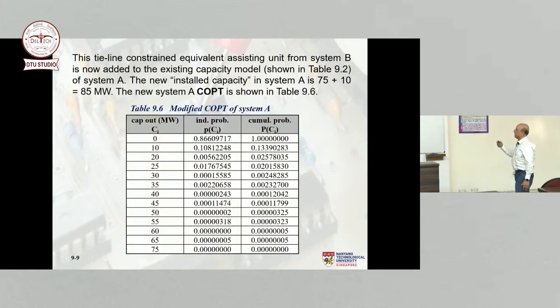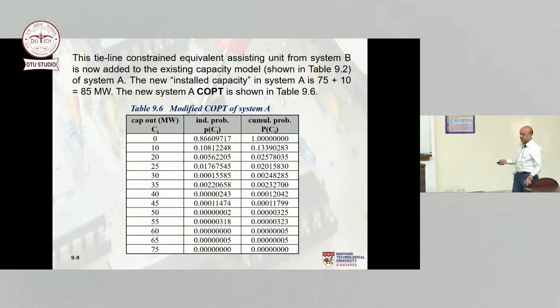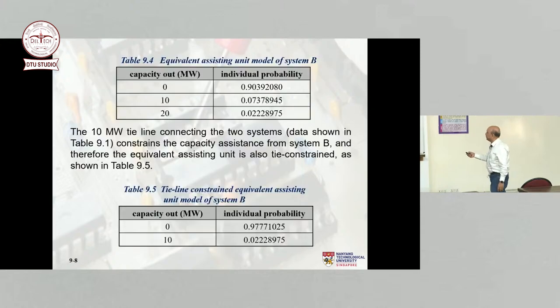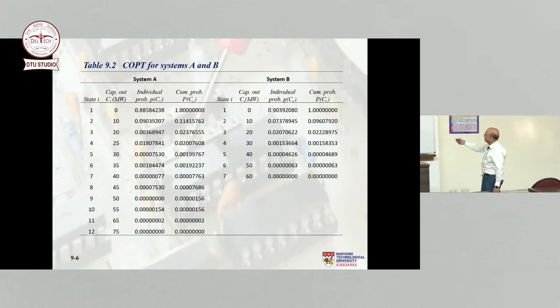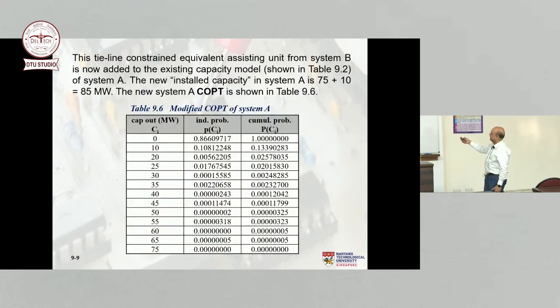Okay, so now we can generate the new COPT by adding this new generator of 10 megawatt capacity. So previously, if you go back to the system A COPT, the maximum capacity was 75. Now I have another 10 megawatt. So the maximum capacity becomes 85, and you can recalculate the COPT, right? So that's what is given here, the modified COPT of system A, okay?